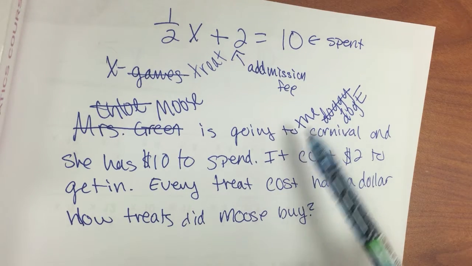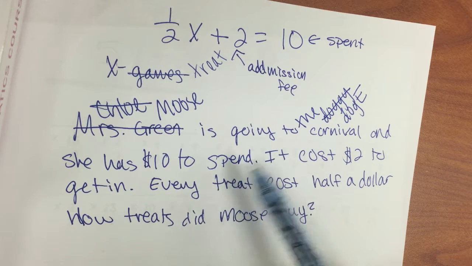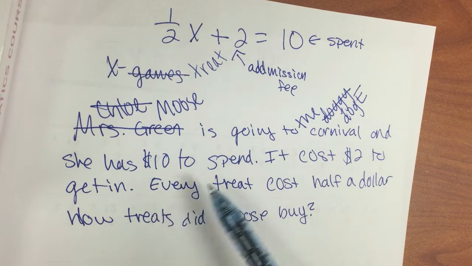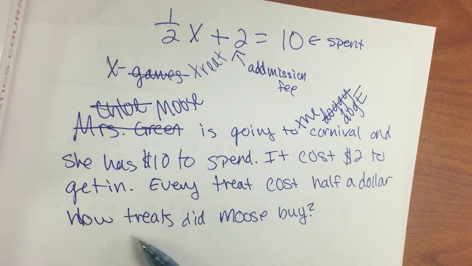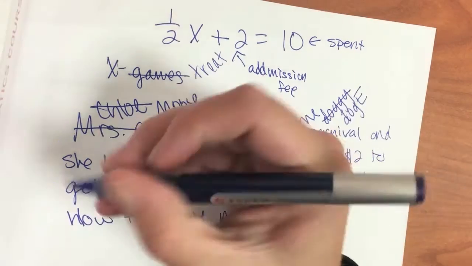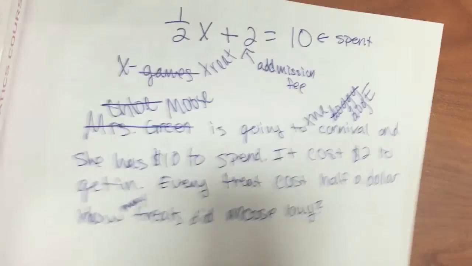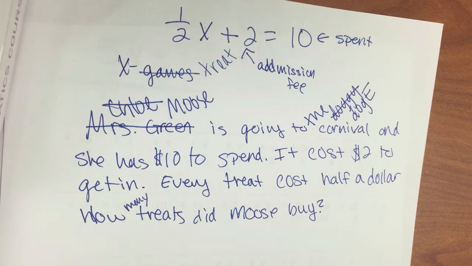Moose is going to the doggy carnival, and she has $10 to spend. It costs $2 for her to get in. Every treat costs $1. How many treats did she buy? Boom, done. That's an equation. That's a scenario. That was awesome. I love it.